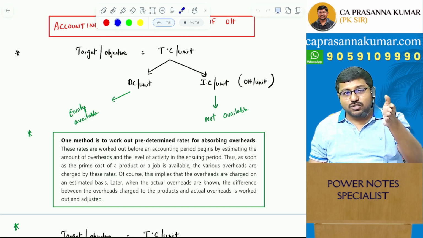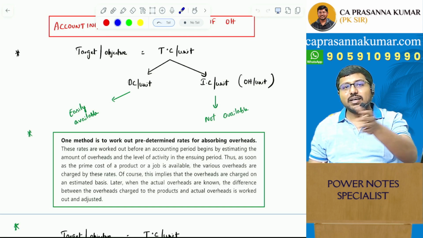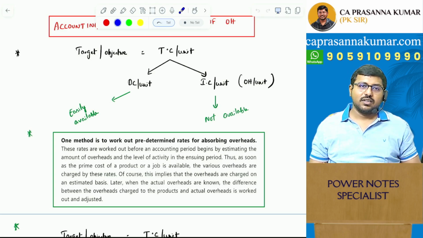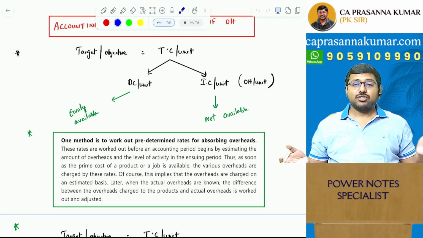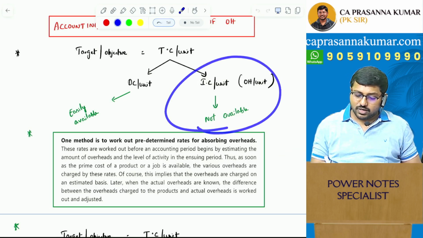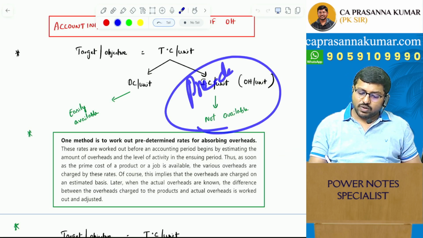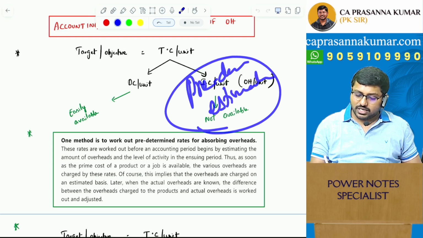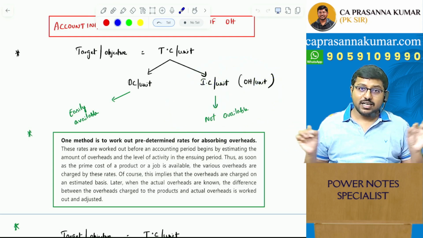From day one, you'll start doing your business. From day one, you'll be buying and selling, correct? Or you'll be manufacturing and selling, depending upon what kind of company you are. So I don't have a choice. So what do I do? I go for predetermined overheads or estimated overheads, not actual overheads. Let it be very clear.